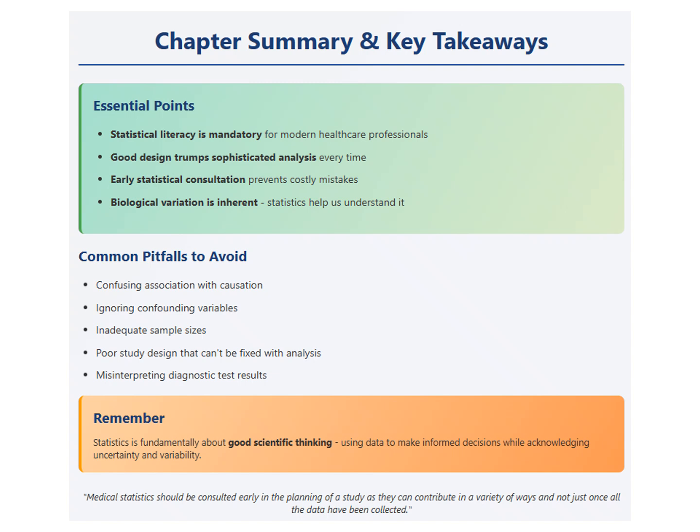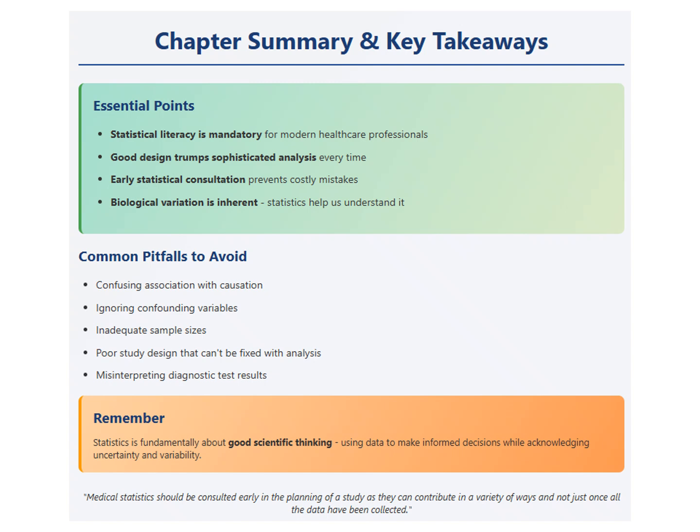But here's the most important takeaway of all. Statistics is fundamentally about good scientific thinking. It's about using data to make informed decisions while acknowledging uncertainty and variability. When you read a research paper, you're not just reading the results. You're reading and evaluating the quality of the scientific reasoning that led to those results.